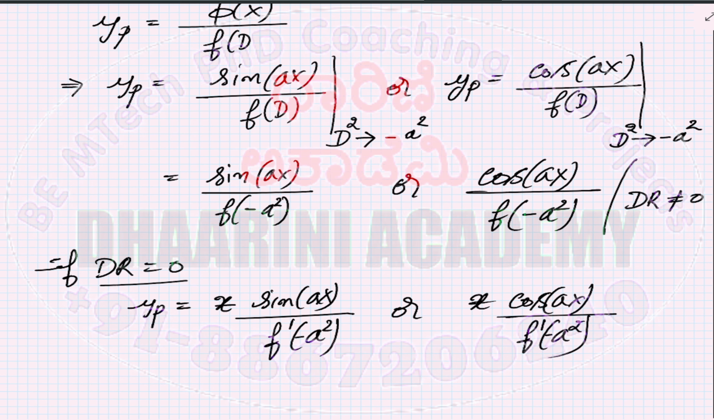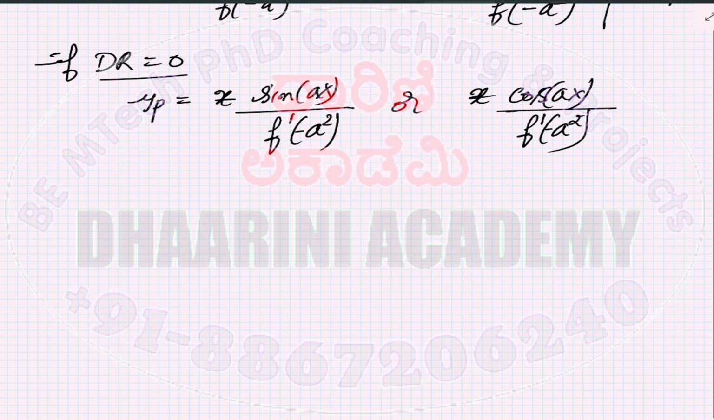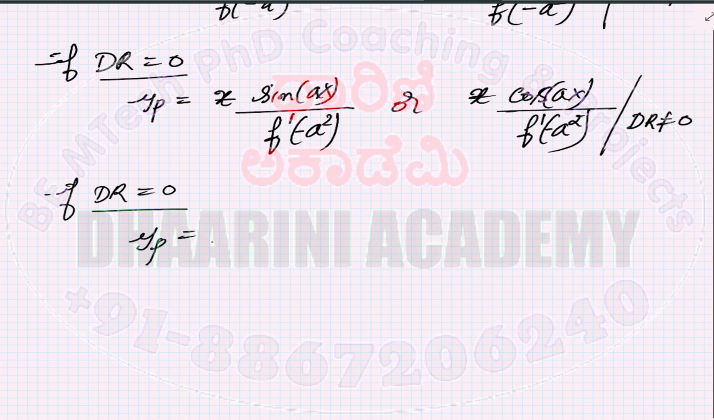So everywhere, whenever you get a D square, you have to replace it by minus a square. What if once again I have the same condition coming up, that the denominator should not be equal to 0? If while solving this you get the denominator of the previous step as 0, then once again you update. Yp should be, already there is an x, the rule is always to multiply by x and differentiate the denominator.